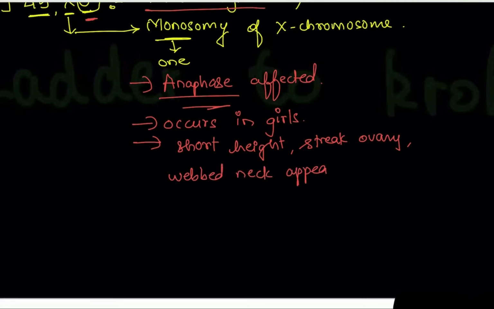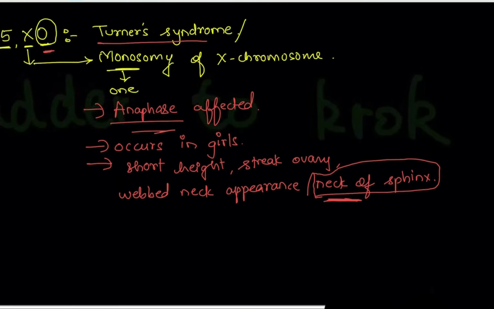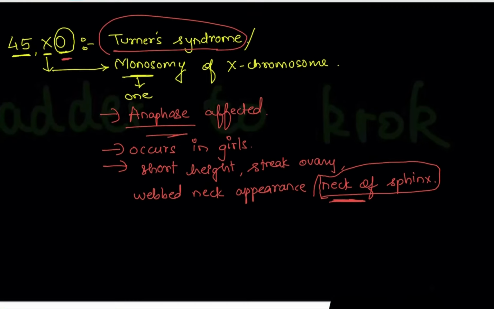Now this webbed neck appearance, in Krok they call it neck of sphinx, or sphinx neck. Remember this neck of sphinx, because many a times they will mention this only. Whenever you see this in the question, you are sure that they are talking about Turner syndrome. Anaphase is very important in this topic. So please remember that if anaphase is affected, you get the Turner syndrome.